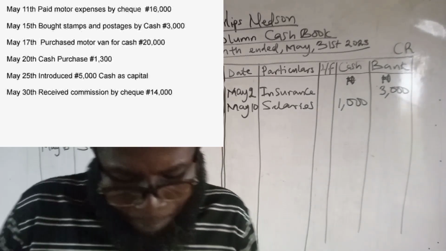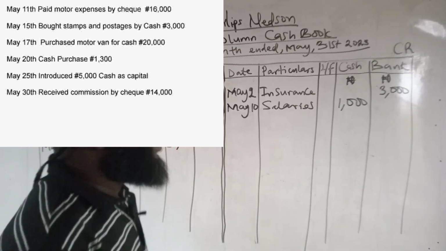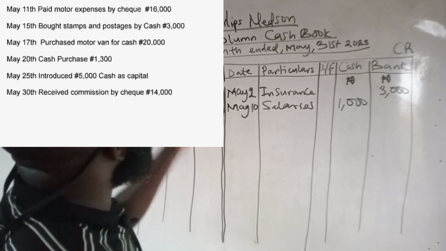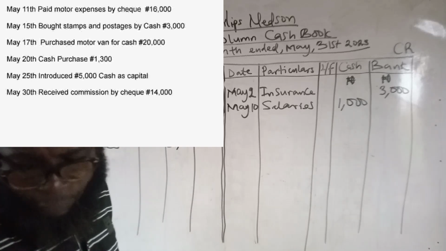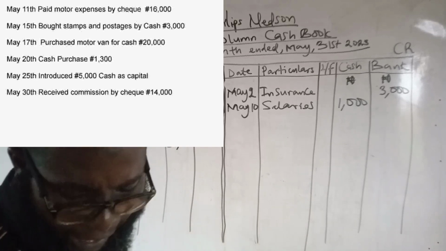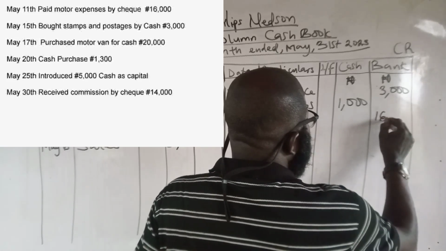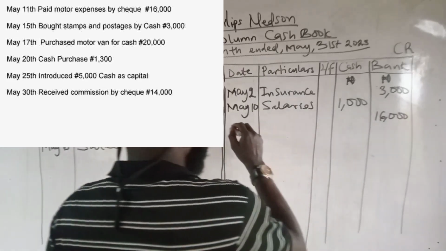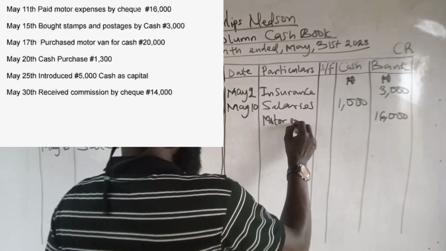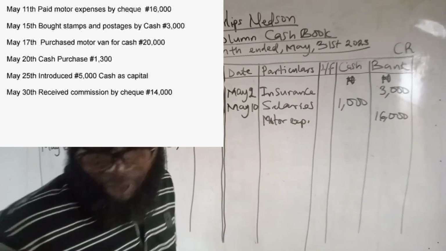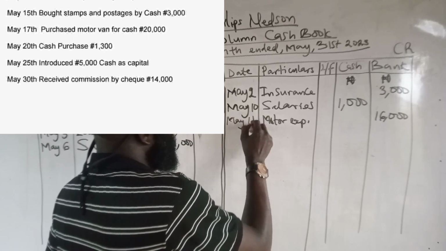Then May 11, paid motor expenses by check. This simply means during the month of May, Philip Nelson paid for motor expenses by check, 16,000 naira. We are going to have it on the bank column, 16,000 naira. Then you put motor expenses. Now, that is May 11.